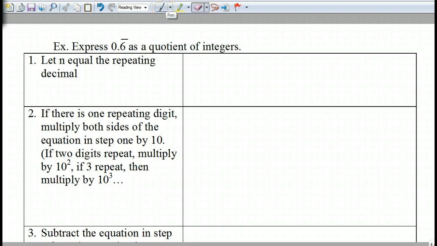All right, so now we're going to do a repeating decimal here. We're looking at the decimal number 0.6 repeating. Okay, so here's the first step. You're going to want to let n equal the repeating decimal. So n is equal to 0.6666... So that's the first step.